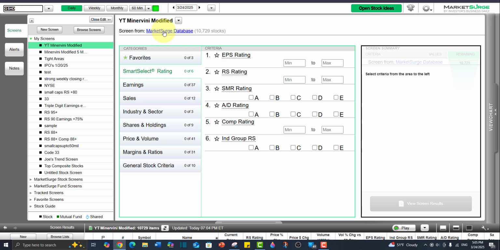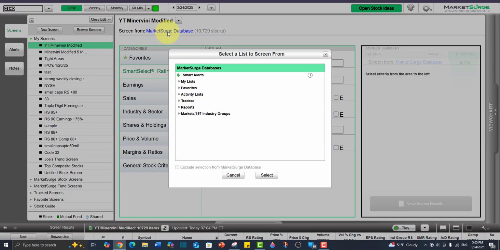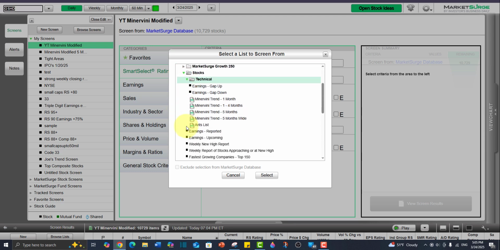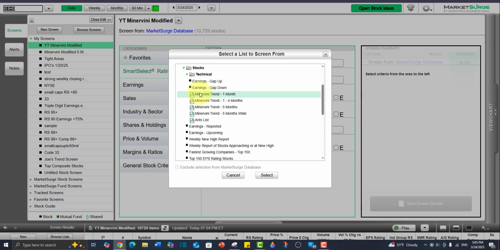So you click on MarketSurge database, and you go to reports. They're pretty buried, so stay with me. You go to stocks. You go to technical, and here they are, the holy grail, the Minervini trend, 1 month, 1 to 4 months, 5 months, and 5 months wide. I have talked about the differences of these in different videos, so I'm not going to do that right now.